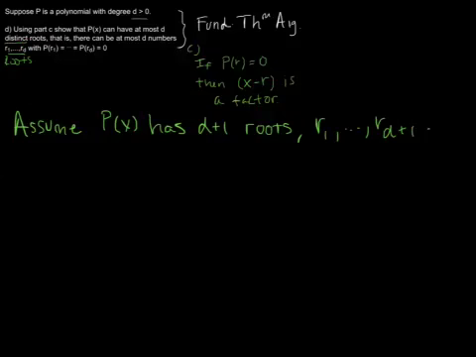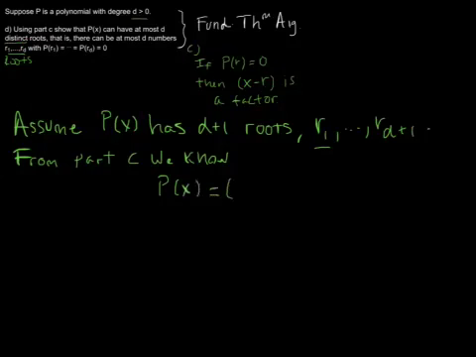From part C, we know what? Well, let's start with R1. So from part C, we know, well, what do we know? If we look at R1, we know that x minus R1 should be a factor. So we know that P of x is equal to x minus R1 times some other polynomial. Now, what is that polynomial going to be? It's going to be some polynomial. What's the degree of it going to be?